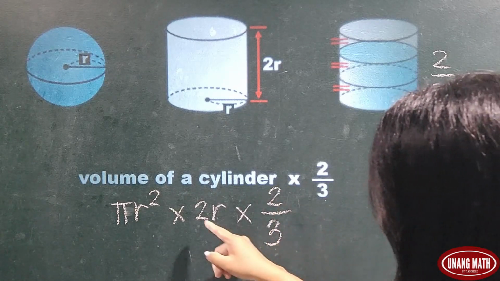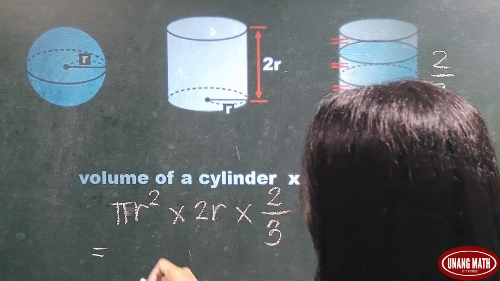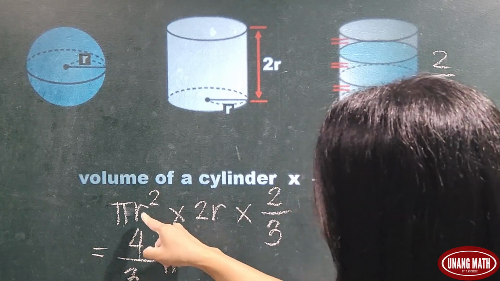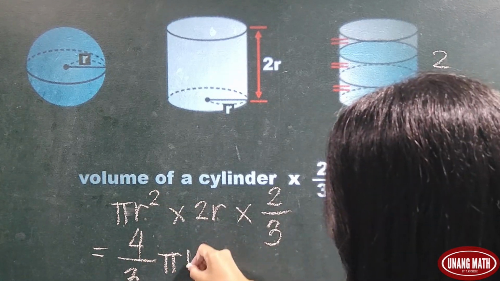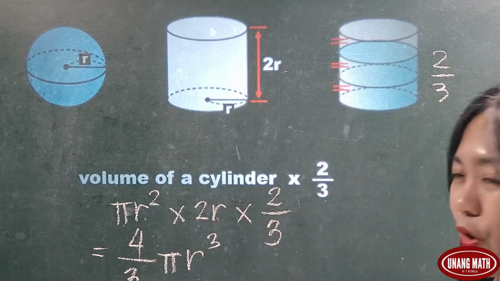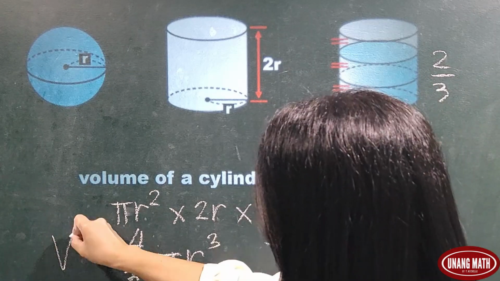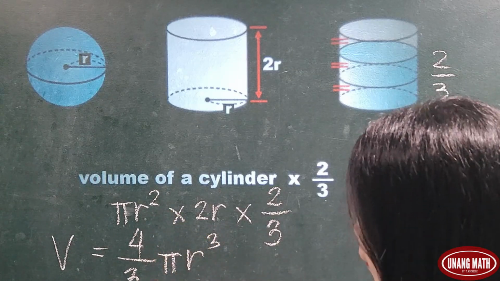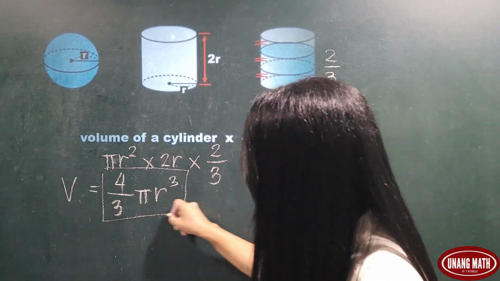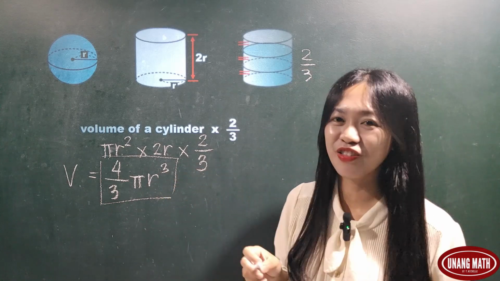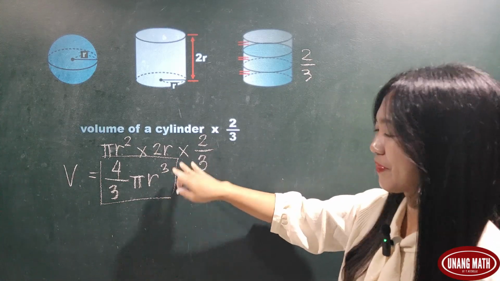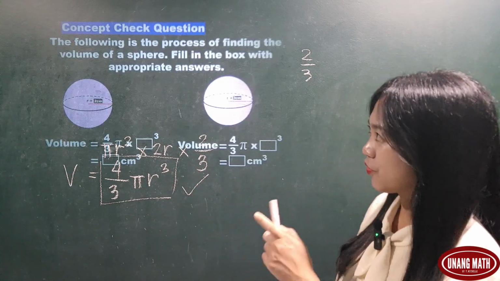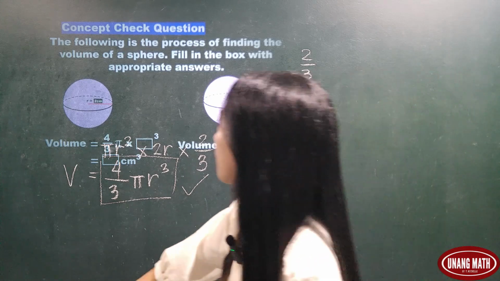Simplify. 2 times 2 is equal to 4. So 4/3 pi, then radius squared times radius, that's going to be radius raised to the power of 3. So this is now the formula in finding the volume of a sphere: 4/3 times pi times radius raised to the power of 3. Now, we will be using this formula in answering this concept check question.